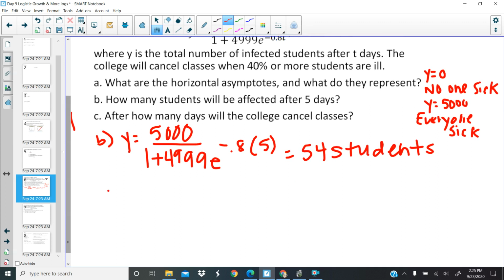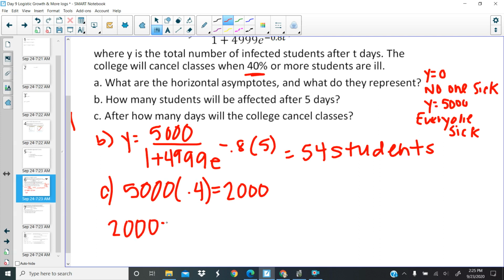And then the last question wants to know, after how many days will the college cancel classes? This is one where we have to set the equation equal to something. It says that the college will cancel classes when 40% or more of the students are ill. So the first thing you have to do is figure out how much is 40% of the students. You have 5,000 students times 0.4, and whenever you work that out, 40% is going to be 2,000 students.